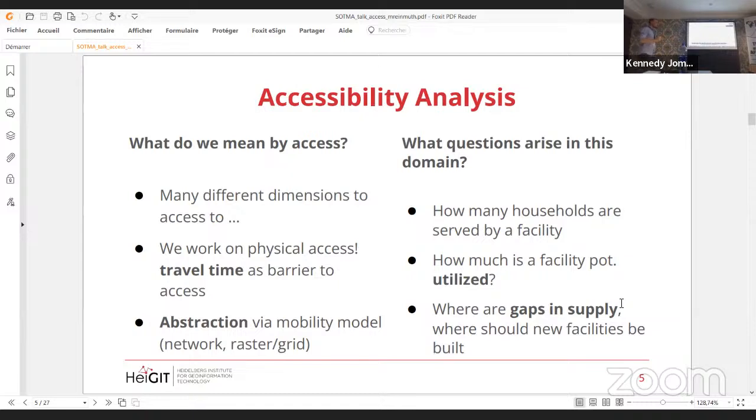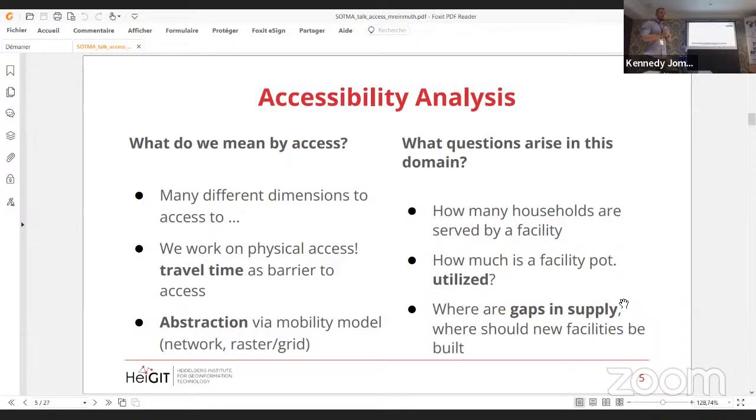So what questions arise in this domain for accessibility analysis? For instance, we focus a lot on healthcare access. So we can investigate questions like how many households are served or within a certain catchment area of a hospital. But you can also do that, of course, for schools.